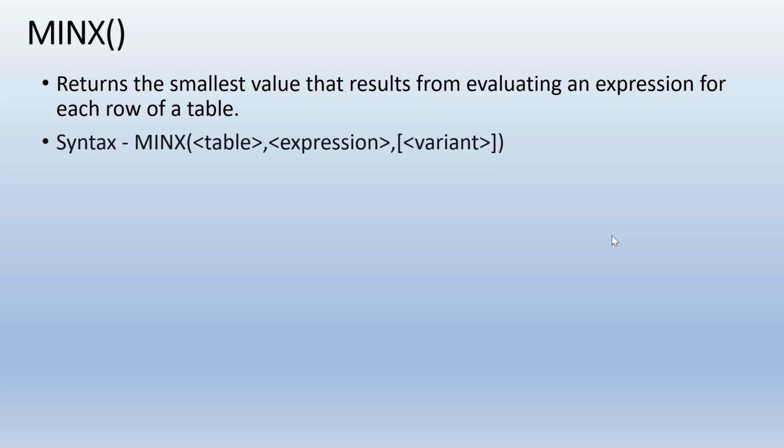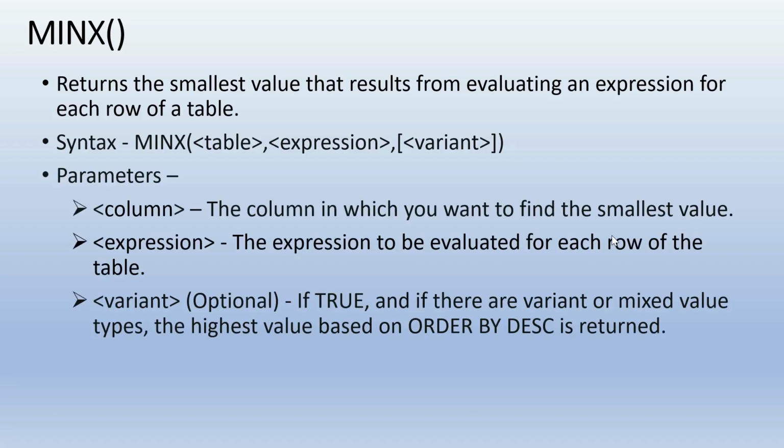As for the syntax I was telling you, the MINX function contains three parameters. The first one is table, the second one is expression, and the third one is variant, which is optional. So instead of a column, we have a table.